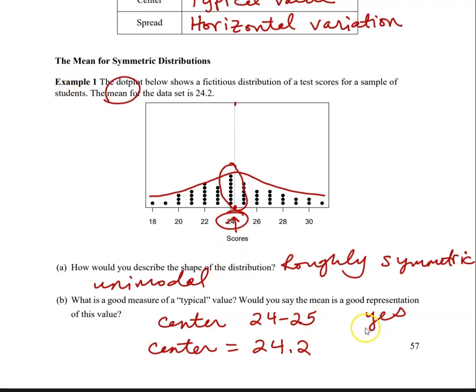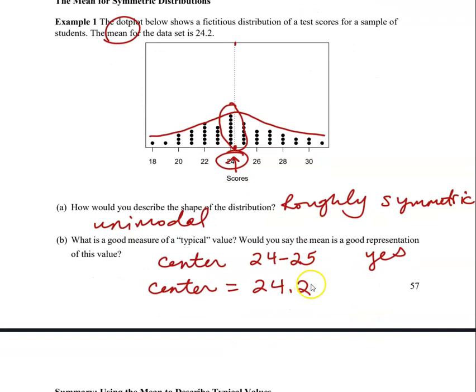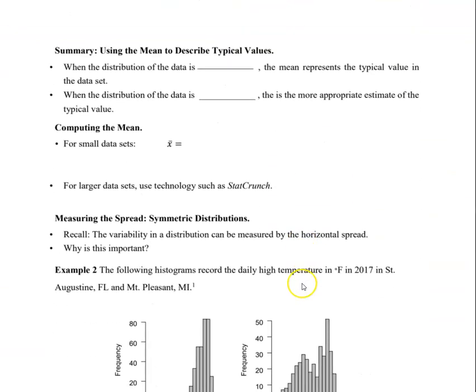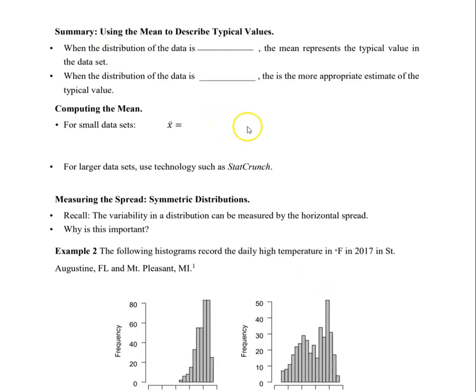And that's because the data is symmetric. The mean gives us a good representation of that center. So using the mean to describe typical values. So here's what you want to remember. When the distribution of the data is symmetric, the mean represents what we would consider our typical value, or our center in the data set.